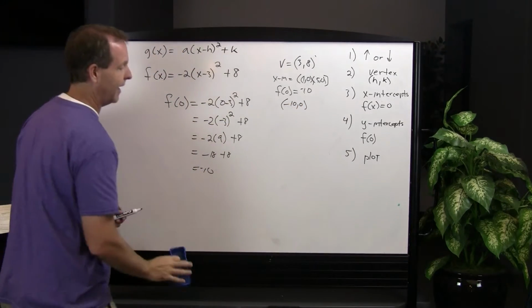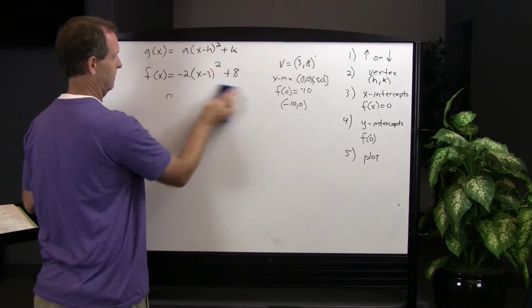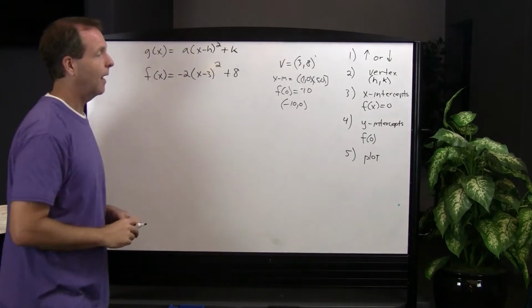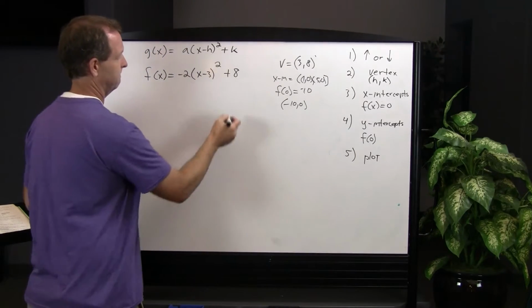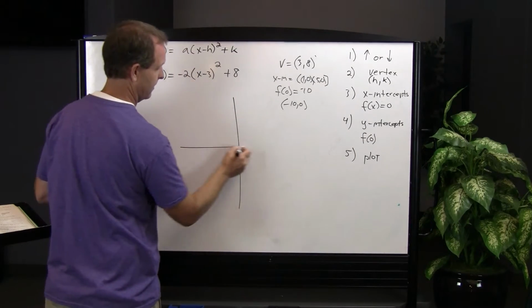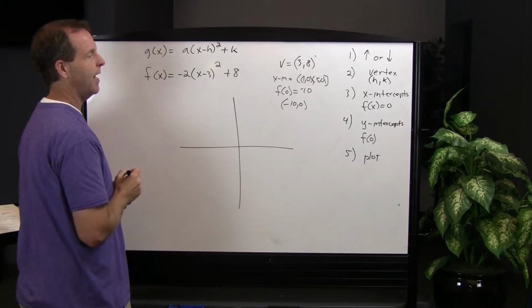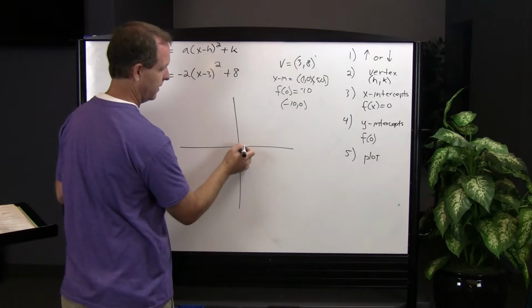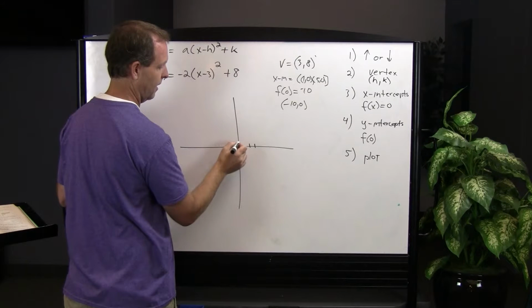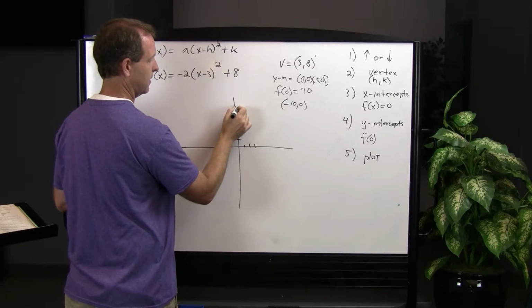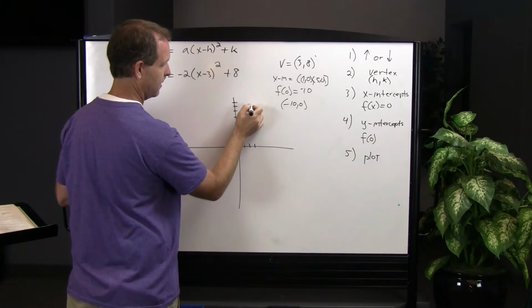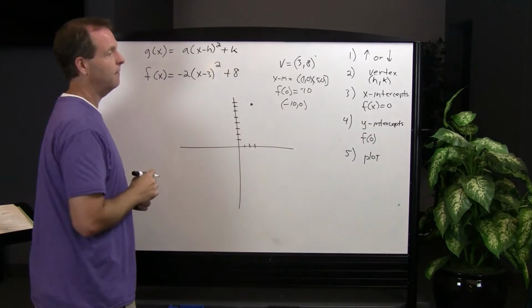So if I take all that information that I have, I can begin to plot a great graph. So let's draw some x-axis. I have a vertex at the point 3 and 8. So over 3, up 8, 1, 2, 3, 4, 5, 6, 7, 8. I have a vertex roughly there.